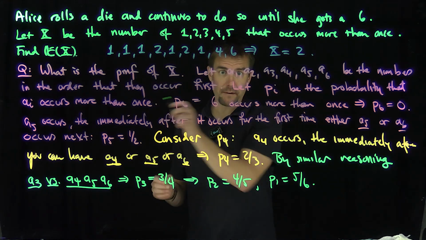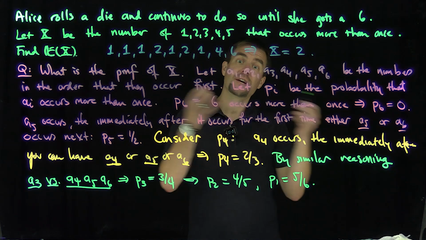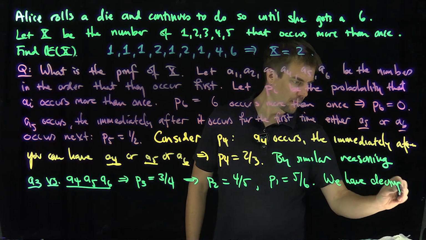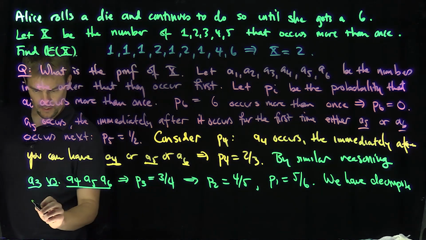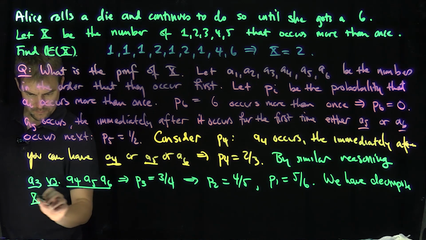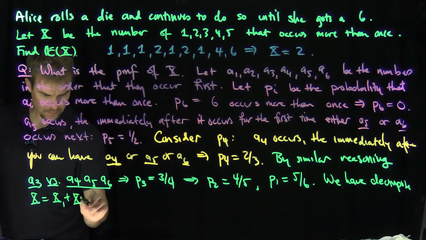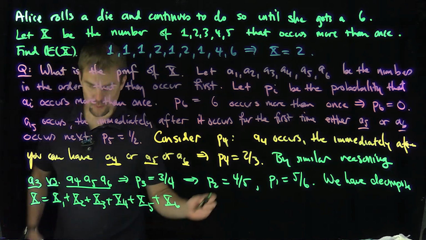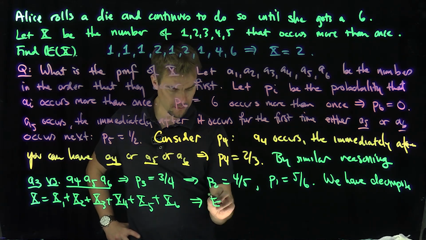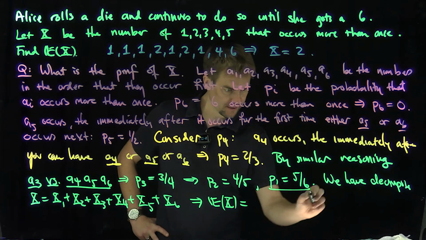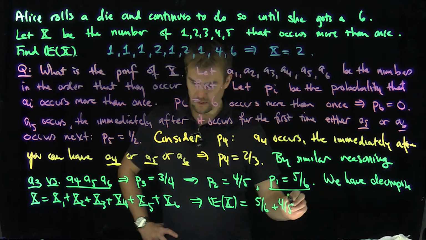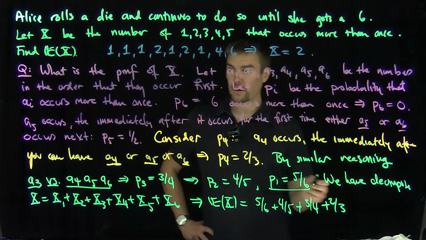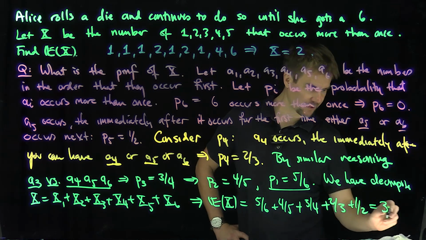That doesn't give me the PMF of X, it just tells me the probabilities of certain events happening. So I've decomposed X into X1 plus X2 plus X3 plus X4 plus X5 plus X6. And we're using the fact that the expectation is linear, so that says the expected value of X is going to be 5/6, plus 4/5, plus 3/4, plus 2/3, plus 1/2, plus 0. If you simplify this, it's 3.55.